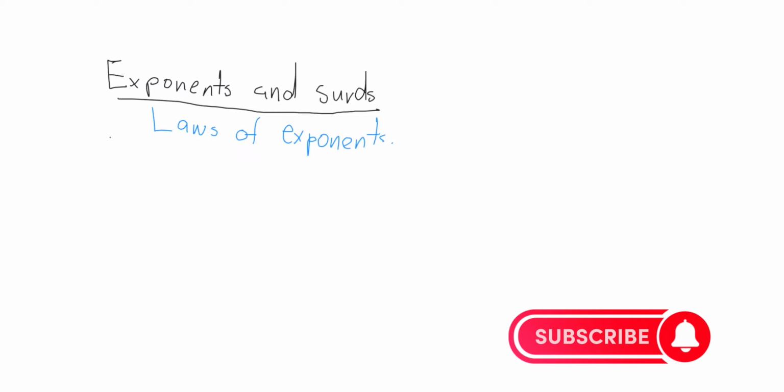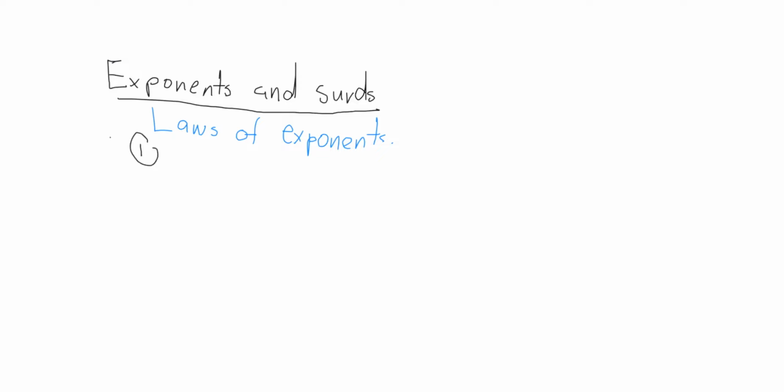Our first one states that if you are having x to the power of n multiplied by x to the power of m, which means when you multiply powers of the same base, this is going to be x to the power of n plus m. So when you're multiplying powers of the same base, you add the exponents. That's what the first law means.